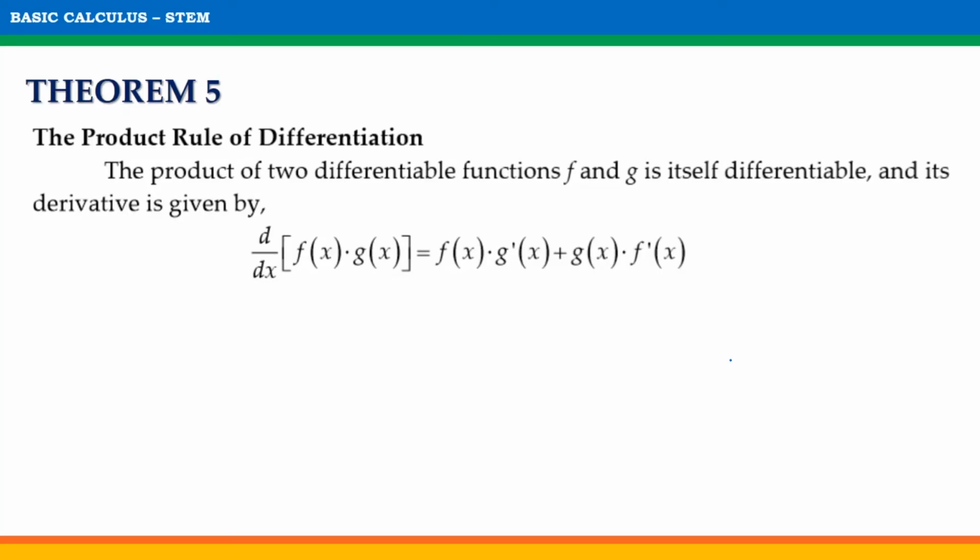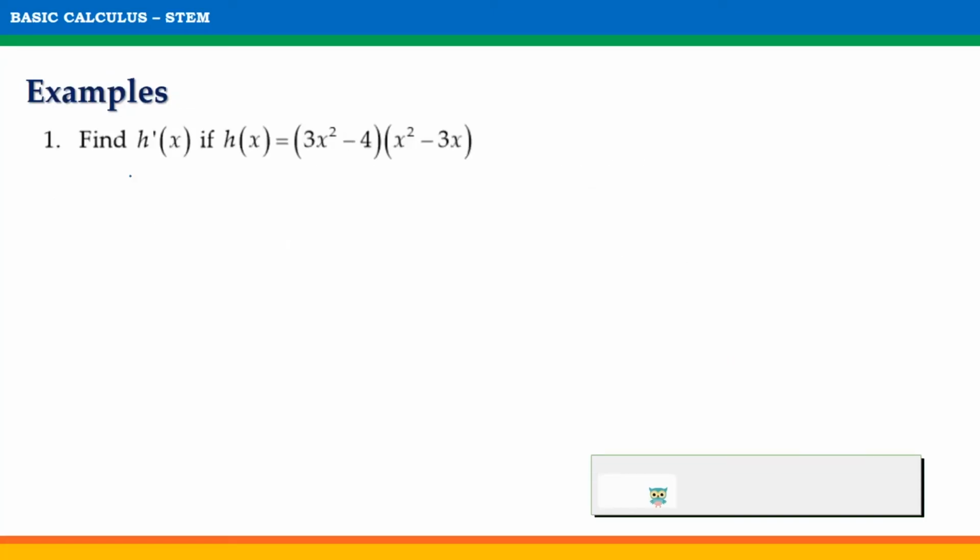The derivative of the product f of x times g of x is equal to the sum of the product of f of x with the derivative of g of x and the product of the function g of x with the derivative of f of x. For example, find h prime of x if h of x is equal to the product of 3x squared minus 4 and x squared minus 3x.